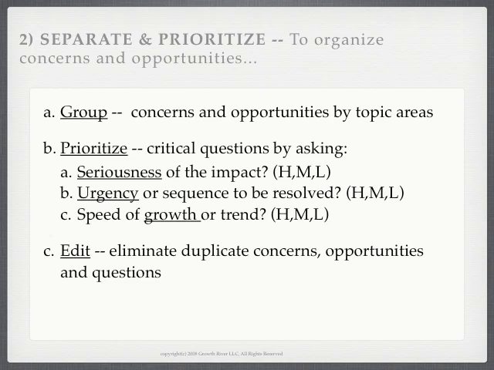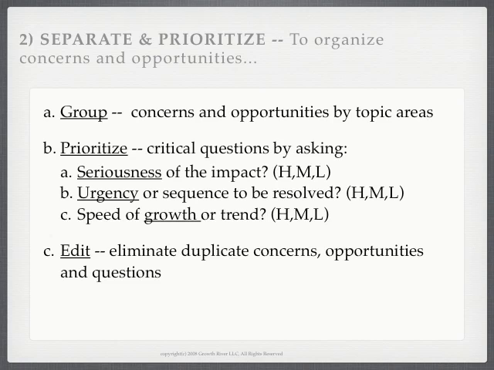The second step is to prioritize. And what you do is you prioritize the critical questions within a given topic area by asking 3 questions. In other words, looking at 3 dimensions of them: the seriousness of the impact of the question, the urgency or sequence within which it needs to be resolved, and the speed of growth or trend around it. In other words, is this an issue or a concern that's getting worse over time, going to stay stable, or going to get better? By looking at these 3 dimensions, you can sort through overall priorities.